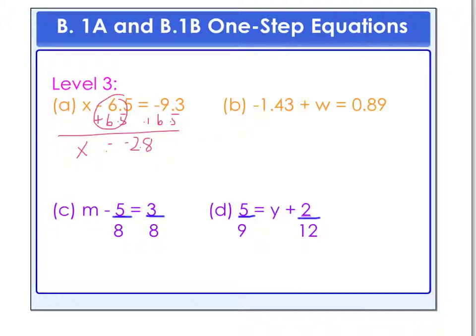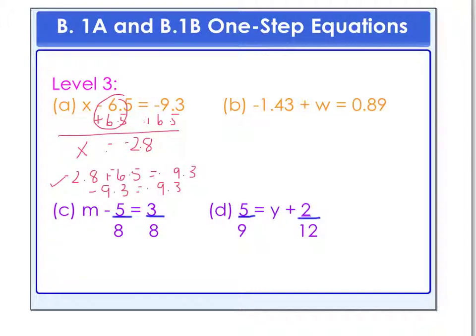We'll check our answer. Negative 2.8 minus 6.5, or plus a negative 6.5. I'm going to check. Negative 2.8 plus negative 6.5, and we get negative 9.3. So we know we have the right answer. Moving on.